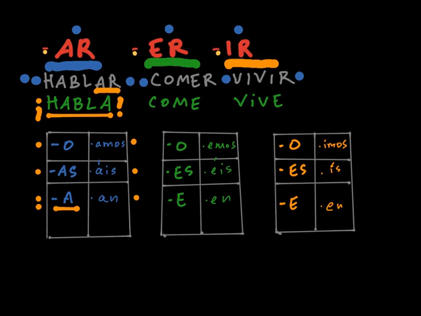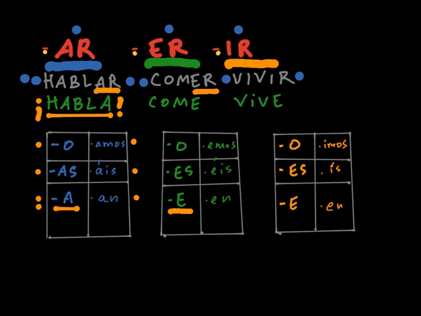Okay? So next group is comer. If we have this ER ending and we take it away, we have com as the root, and then to that com we add that letter E. Why? Because it corresponds to the third person singular conjugation, or the usted form.